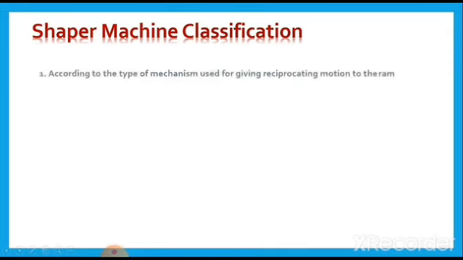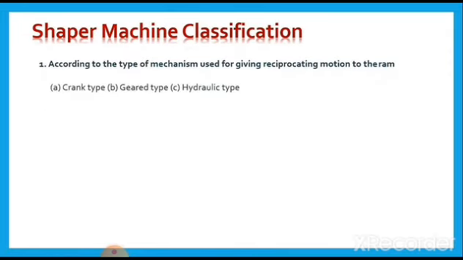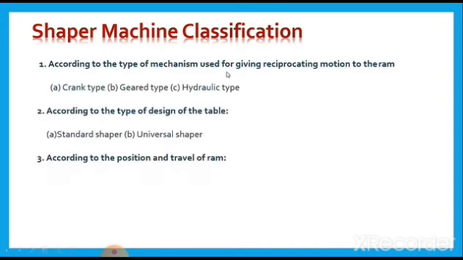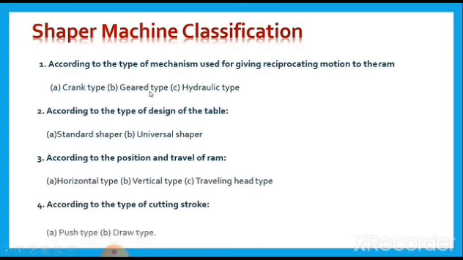Now we'll see the classification. It is mainly classified into 4 types. The first is according to the type of mechanism used for the reciprocating motion of the ram, so it might be crank type, gear type, or hydraulic type. Further, based on the type of table design, it might be a standard shaper or a universal shaper, and according to the position and travel of the ram, it might be horizontal type, vertical type, or traveling head type. And the fourth is according to the type of cutting stroke, so it might be push type or draw type. So these are the 4 major categories in which the shaper is classified.